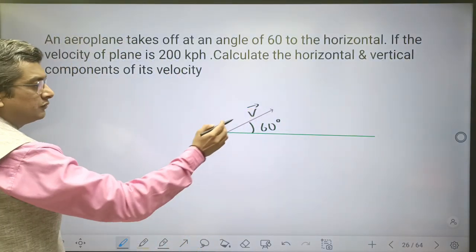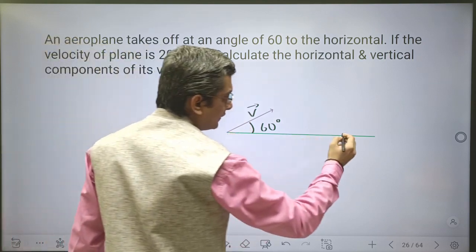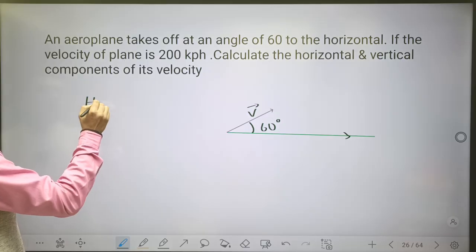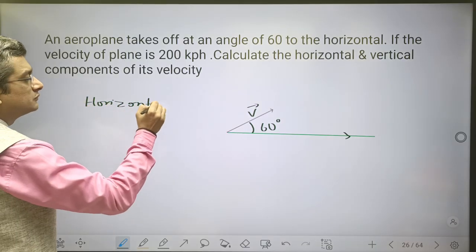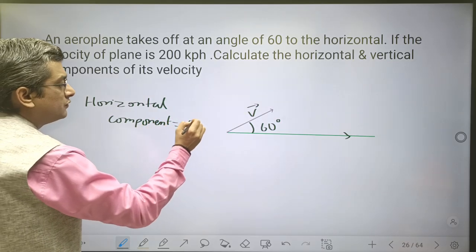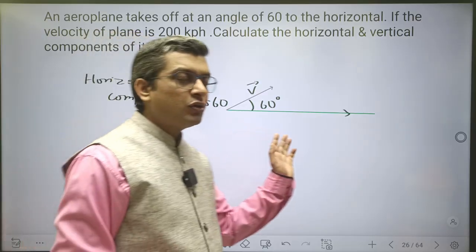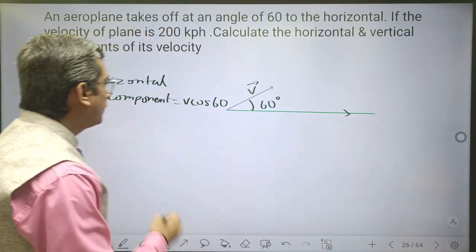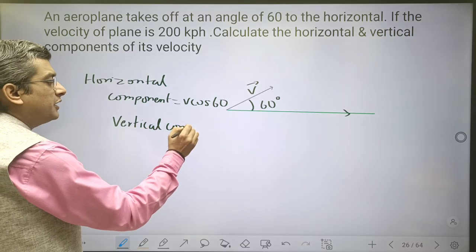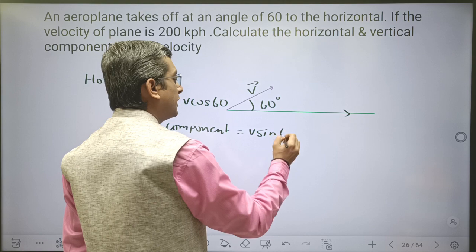So first of all, very important, we have to take components of this velocity vector along this horizontal line, and it makes an angle of 60 degrees. So the horizontal component is equal to V cos 60, and since vertical is perpendicular to horizontal, the vertical component is perpendicular to V cos theta, which is nothing but V sin theta. So this will be V sin 60.